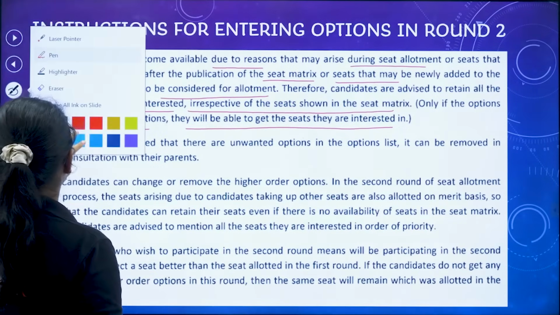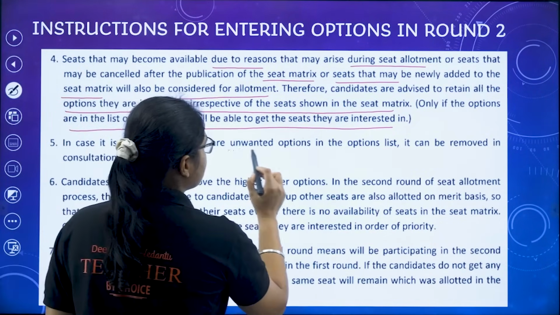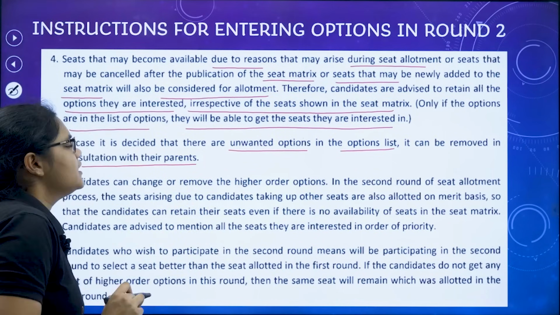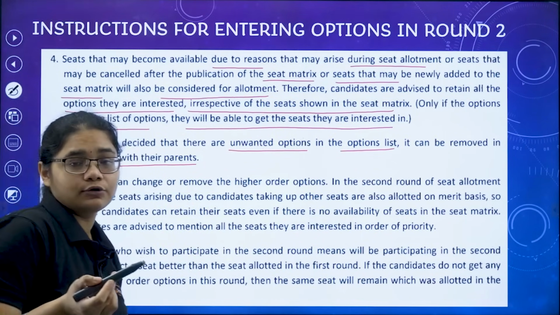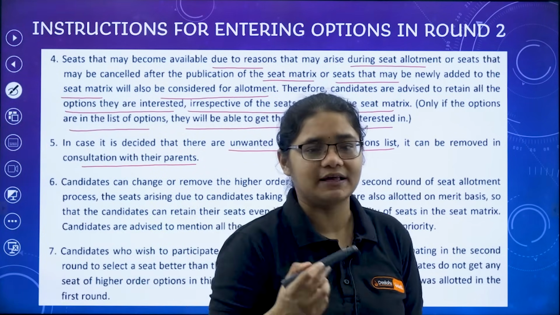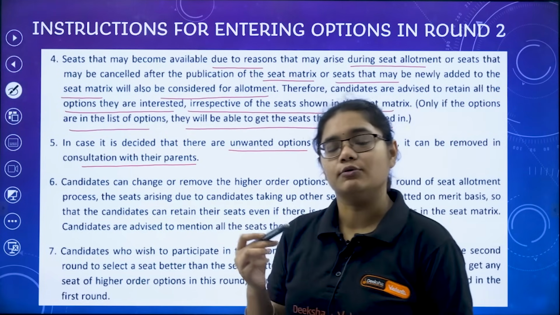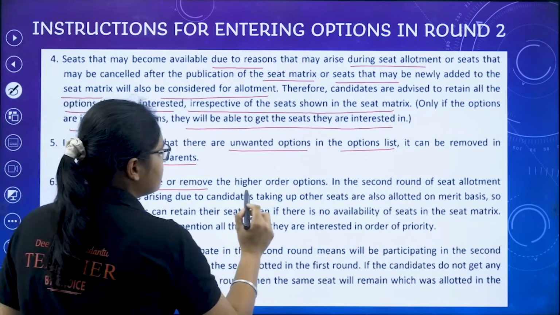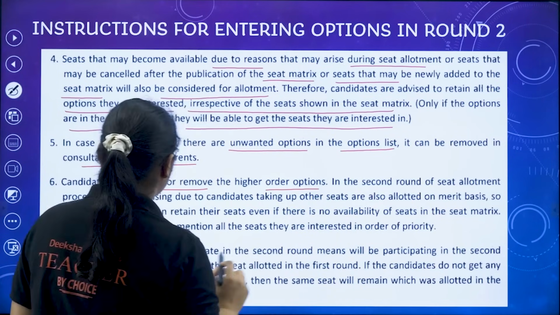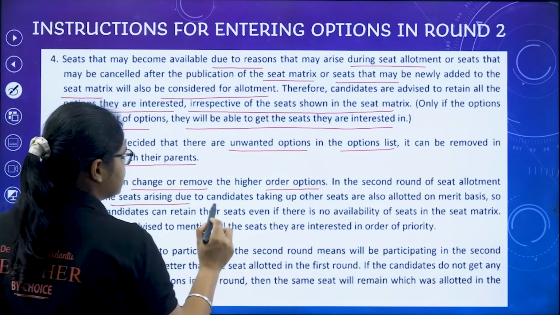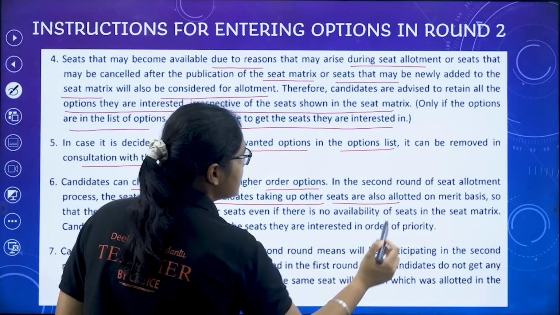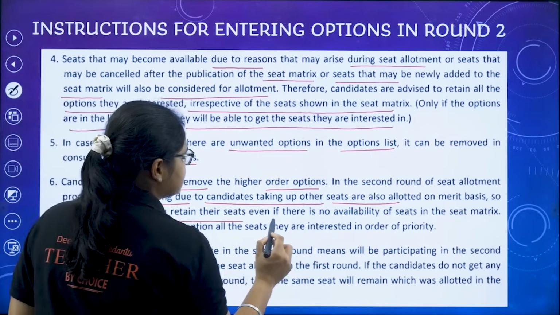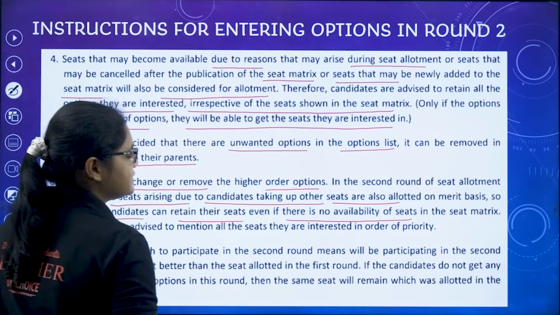Next, in case it is decided that there are unwanted options in the option list, they can be removed in consultation with their parents. So if you still want to remove some options, you can discuss with your parents, teachers or counselors, and then you can remove that option. Clear? Next, candidates can change or remove the higher order options. In the second round of the seat allotment process, the seats arising due to candidates taking up other seats are also allotted on the merit basis, so that candidates can retain their seats even if there is no availability of seats in the seat matrix.